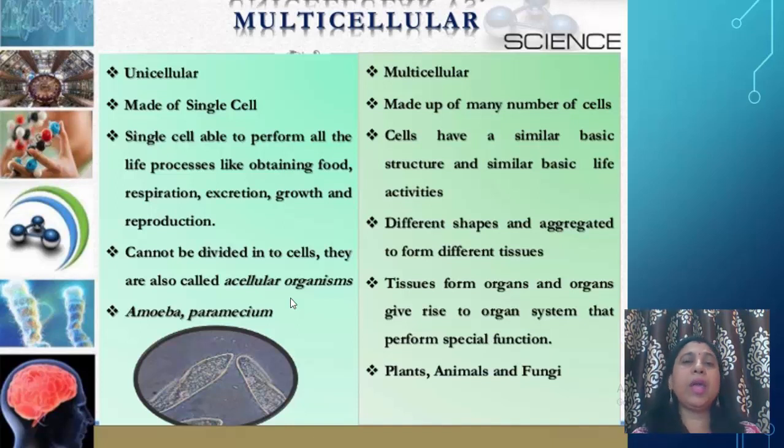Now, coming to multicellular organisms, they are made up of many number of cells. The cells have a similar basic structure and similar basic life activities. Means the group of cells which are similar in shape and function aggregate, they come together to form different tissues. These tissues form organs, and the organs give rise to organ systems that perform special functions. Examples are plants, animals, and fungi.